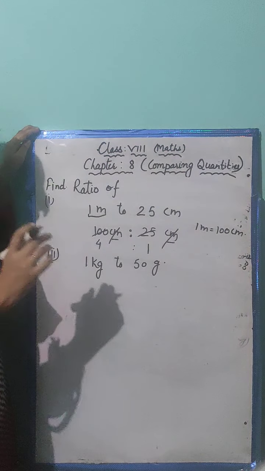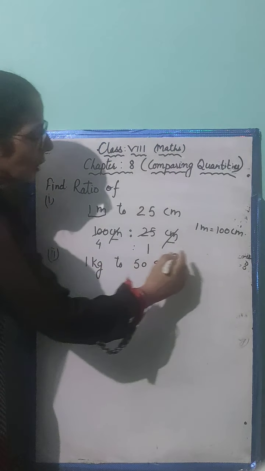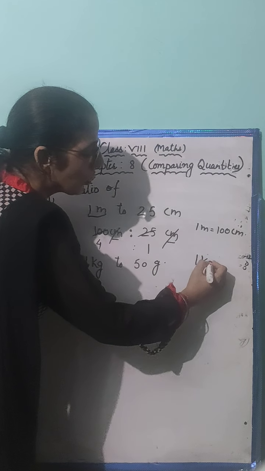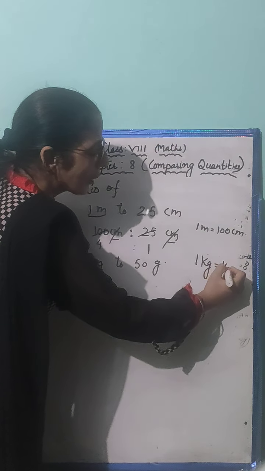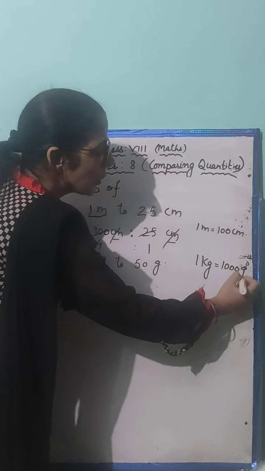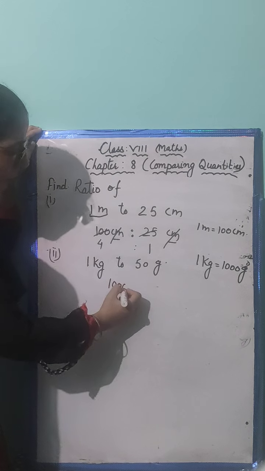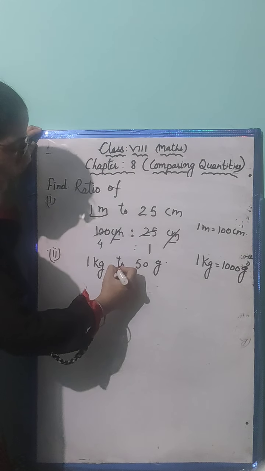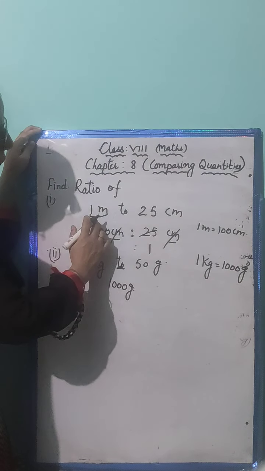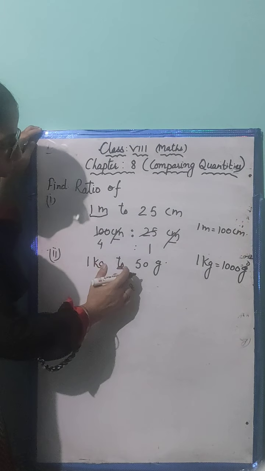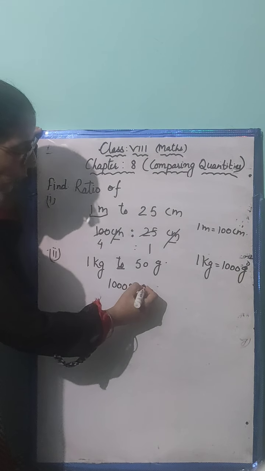There can be some mistake. So this is easier. 1 kilogram is equal to how many grams? 1 kilogram is 1000 gram. So 1000 gram to 50 gram, this is the ratio. So this 2 is for the ratio here.